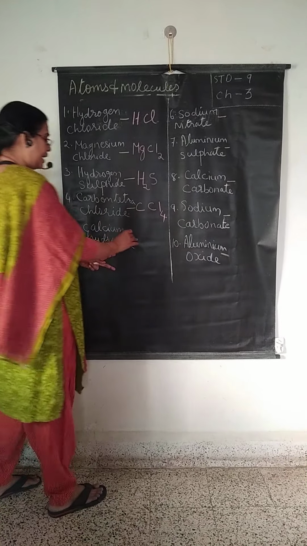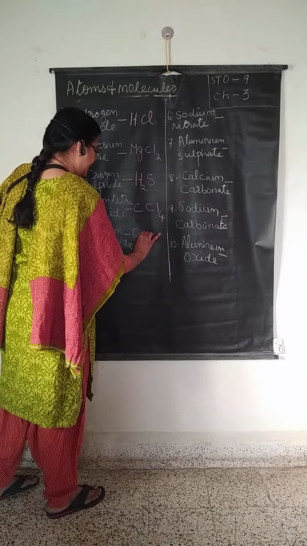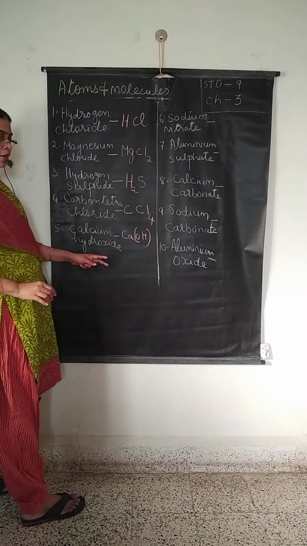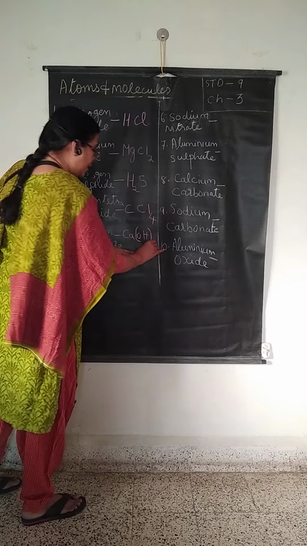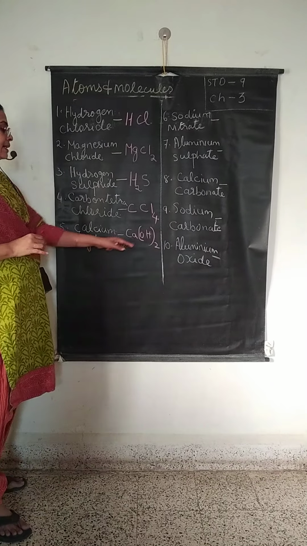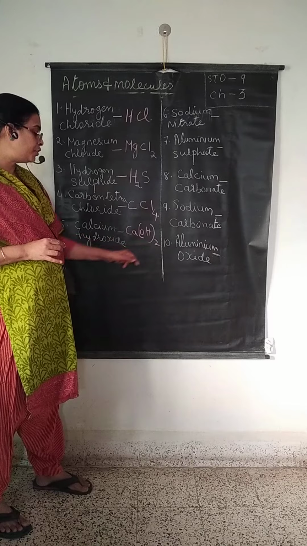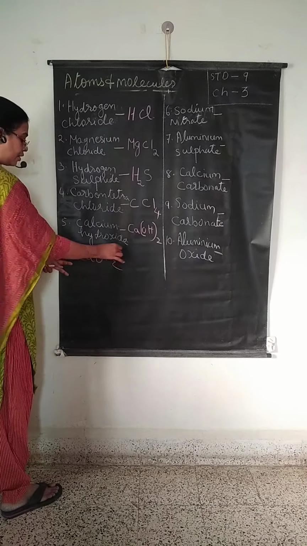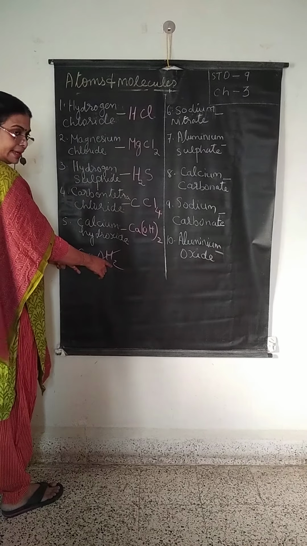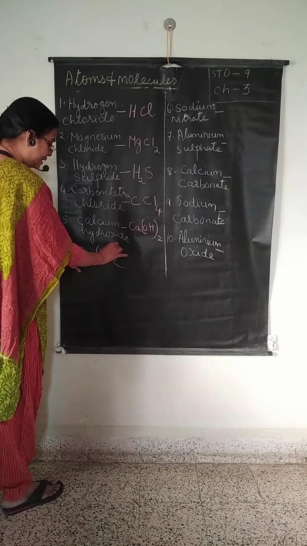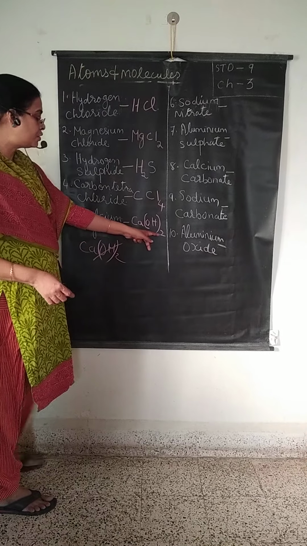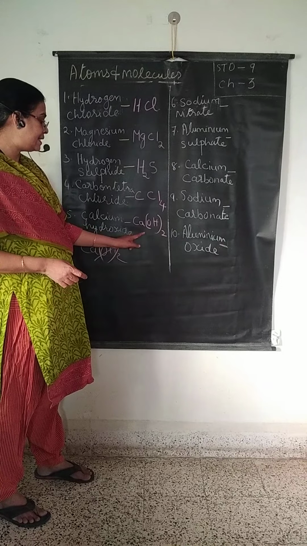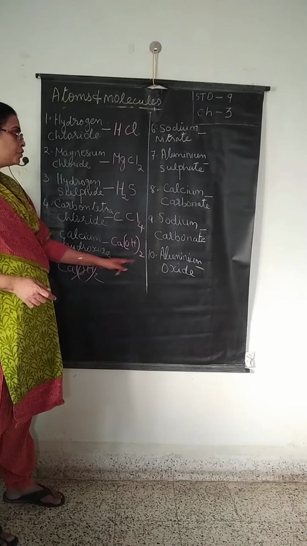Now here calcium hydroxide. Calcium is Ca, hydroxide is OH. The valency of calcium is 2, it should be written under the hydroxide group and a bracket should be there. You can't write it like CaOH, it is wrong because this 2 will be applicable only for hydrogen. It should be written under a bracket so that this 2 is for oxygen and hydrogen. So calcium hydroxide is Ca(OH) twice.